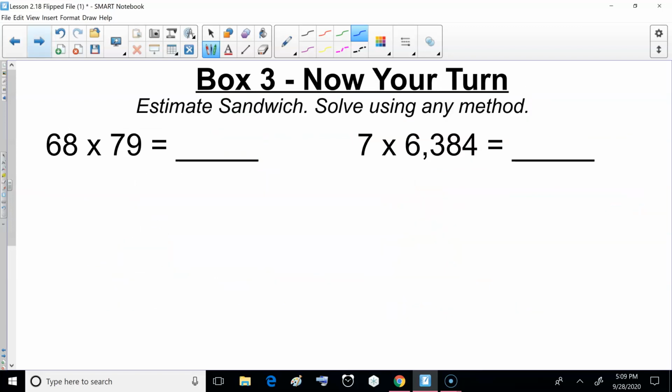So now it's your turn to do this. You can estimate, sandwich both of them, and then solve using any method. You have 68 times 79 and 7 times 6,384. So you can pause the video, do your best, good luck, and you got this.